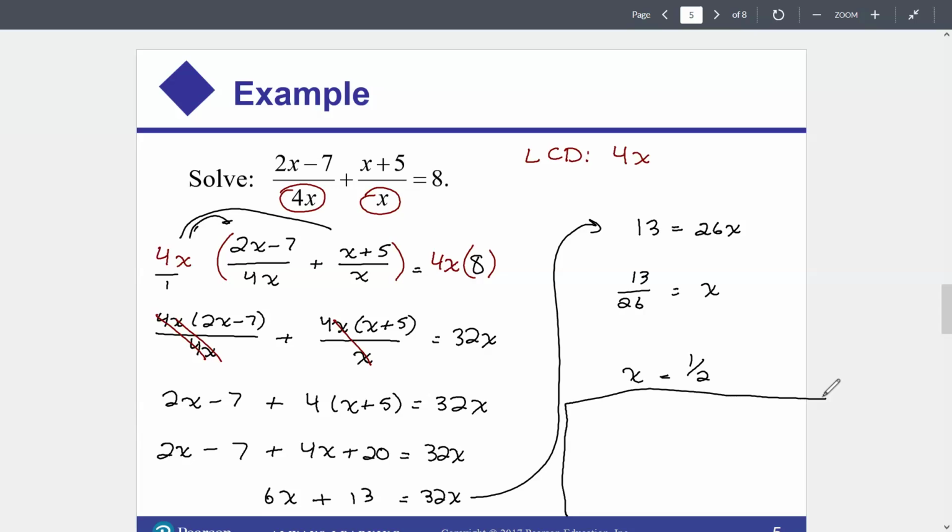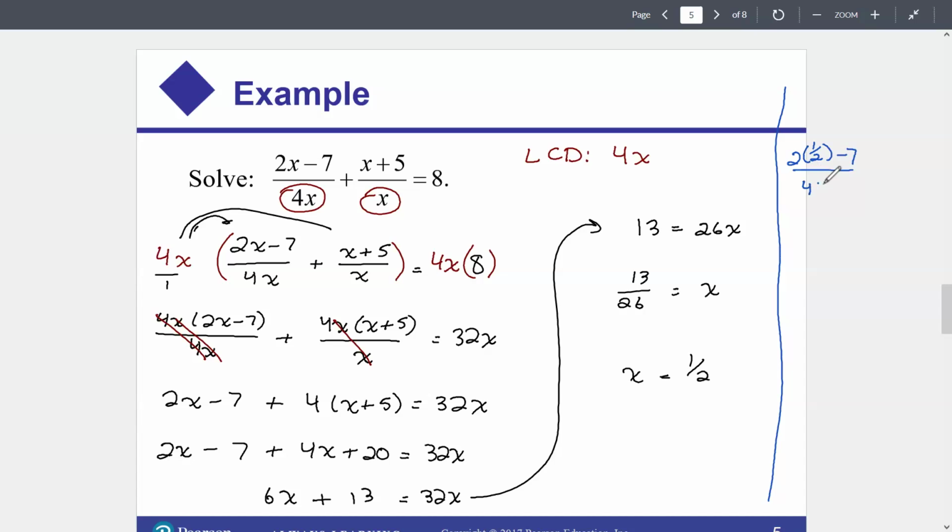And one of the things we're definitely going to want to do in this section is check our solutions. I'm going to talk about a little bit more why in a second. But if we go back and I have 2 times 1/2 minus 7 over 4 times 1/2 plus 1/2 plus 5 divided by 1/2 equals 8. We're going to see if this stays true.